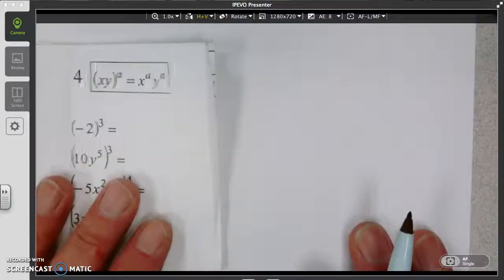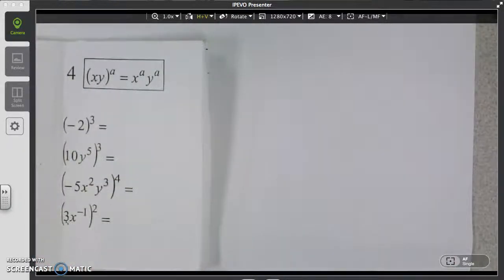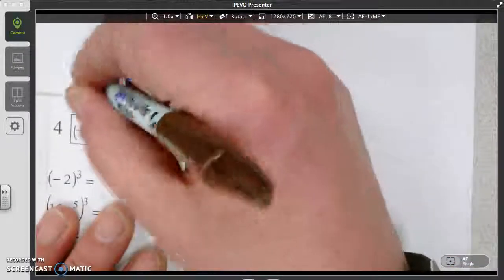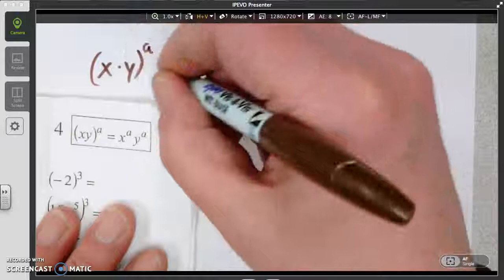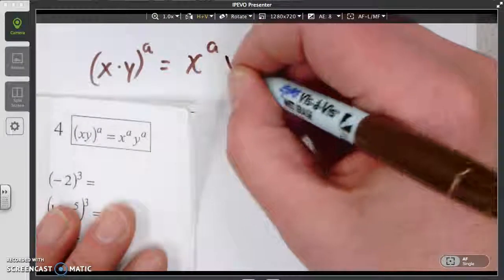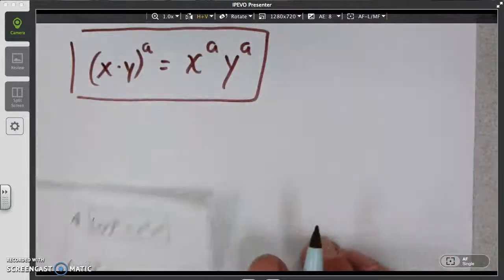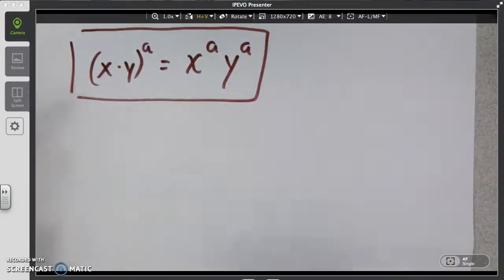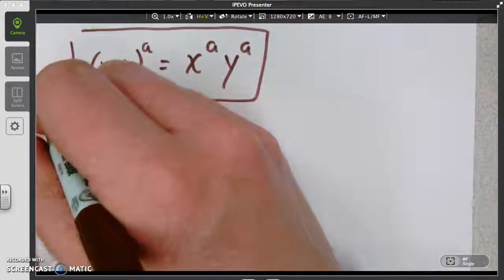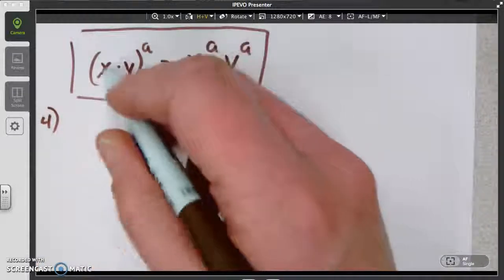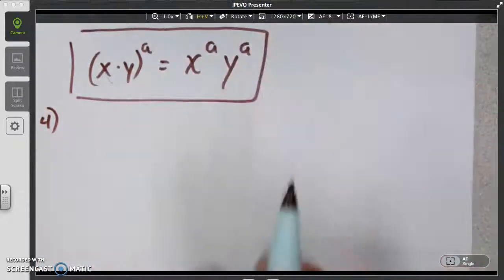Rule number 4. This one's a little bit maybe self-explanatory. If you have a product inside, they both get the exponent applied to them. That's all it's saying. So you have a product and a power. I'm not too big on making you memorize the names of them, but in case you have a teacher who asks for that next year, product means multiplication, and power is the same as exponent.